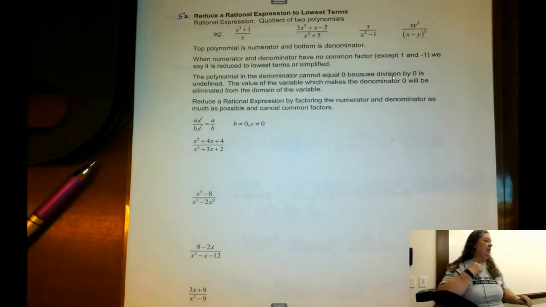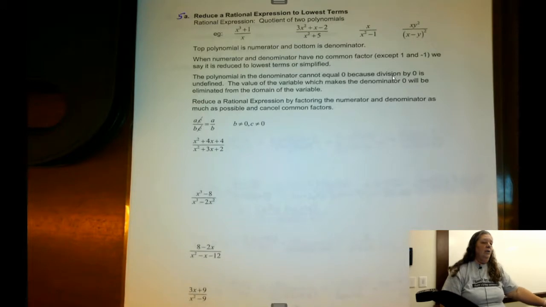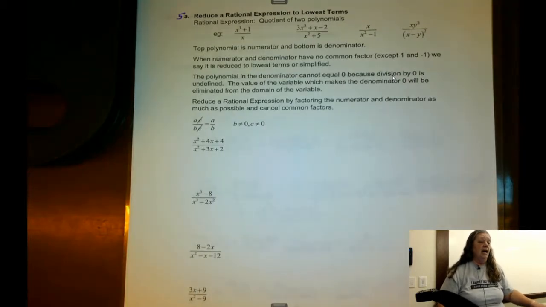When the numerator and denominator have no common factor except 1 and -1, we say it's reduced to lowest terms, or it's simplified. The polynomial in the denominator cannot equal 0 because division by 0 is undefined. The value of the variable which makes the denominator 0 will be eliminated from the domain of the variable, which we've already talked about. So to reduce a rational expression, you're going to factor the numerator and the denominator as much as possible and then cancel common factors.